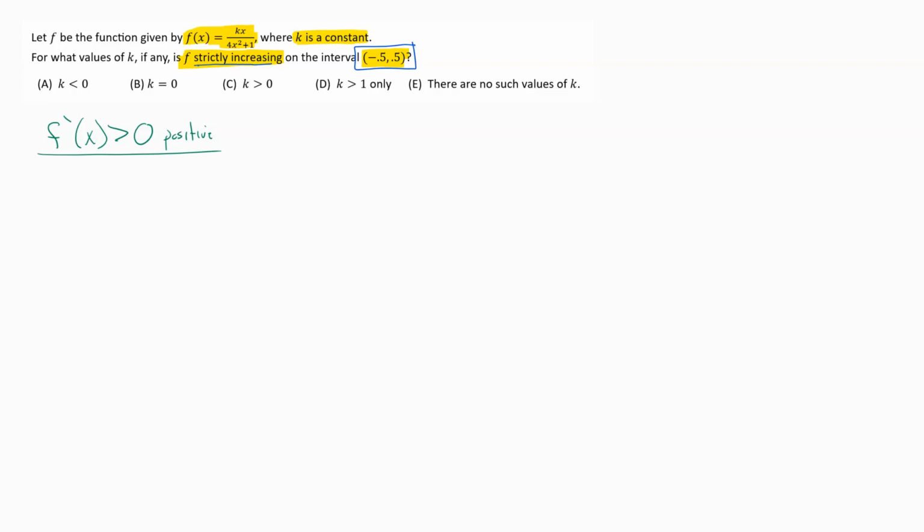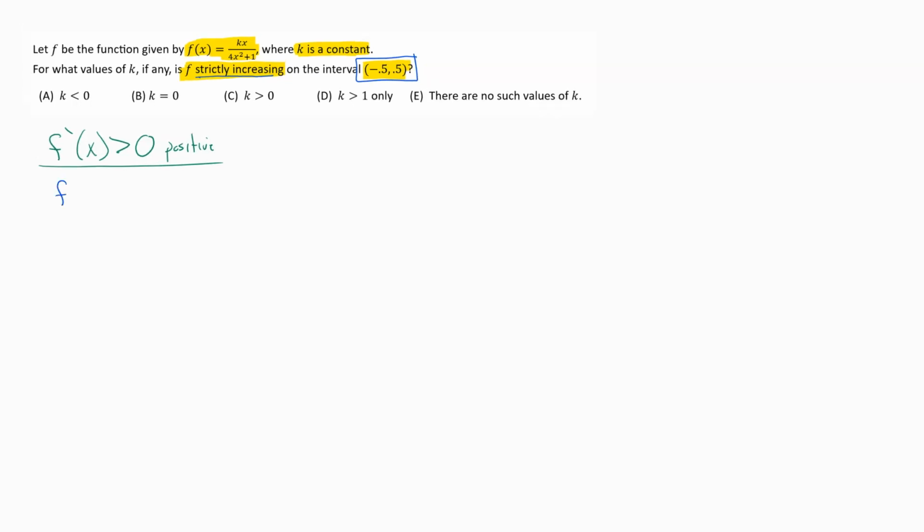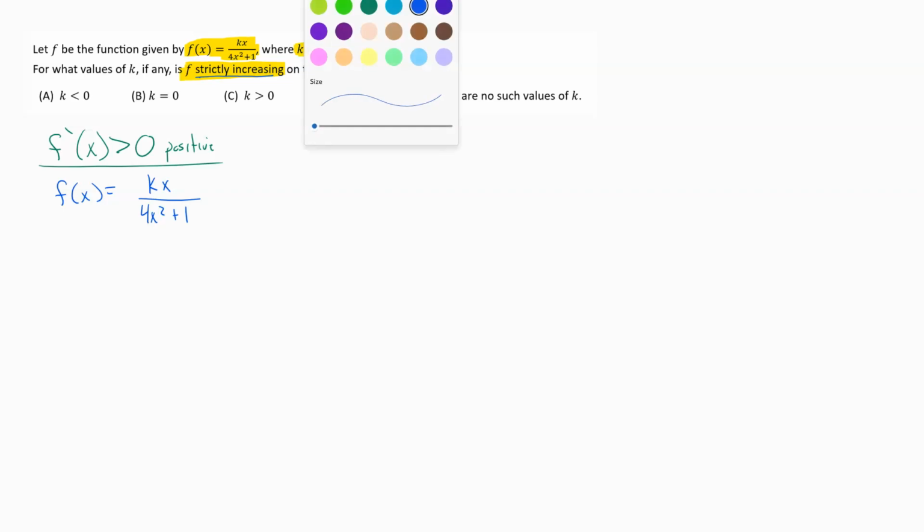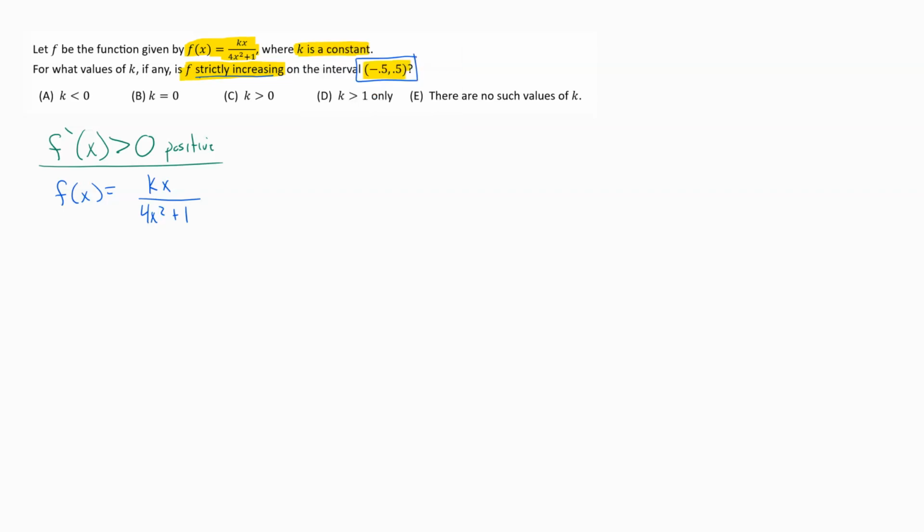So we'll grab our f of x that they gave us. We have f of x is equal to kx over 4x squared plus 1, and we want to find the derivative of that. Well, we see that we've got two chunks being divided, and anytime you've got two chunks being divided, you're going to need to follow your quotient rule. It's a rule you should memorize like the back of your hand. My quotient rule goes low d high minus high d low, and all of that is over the low squared.